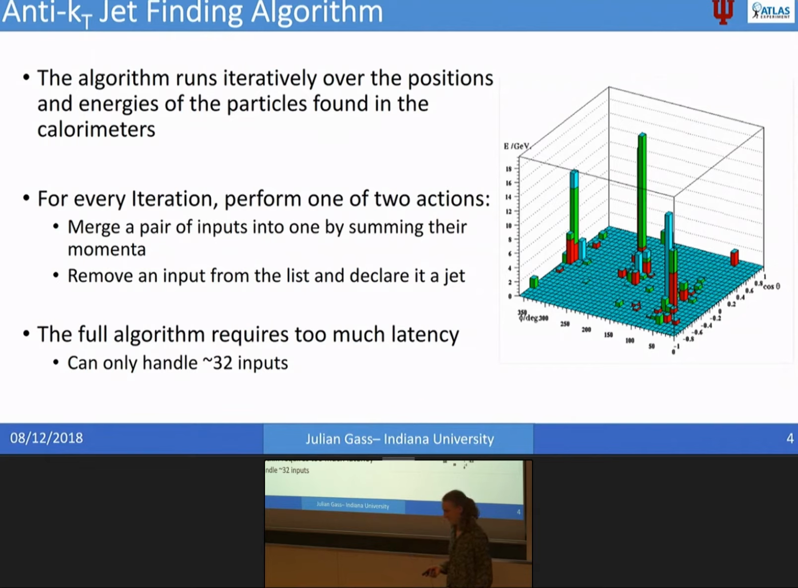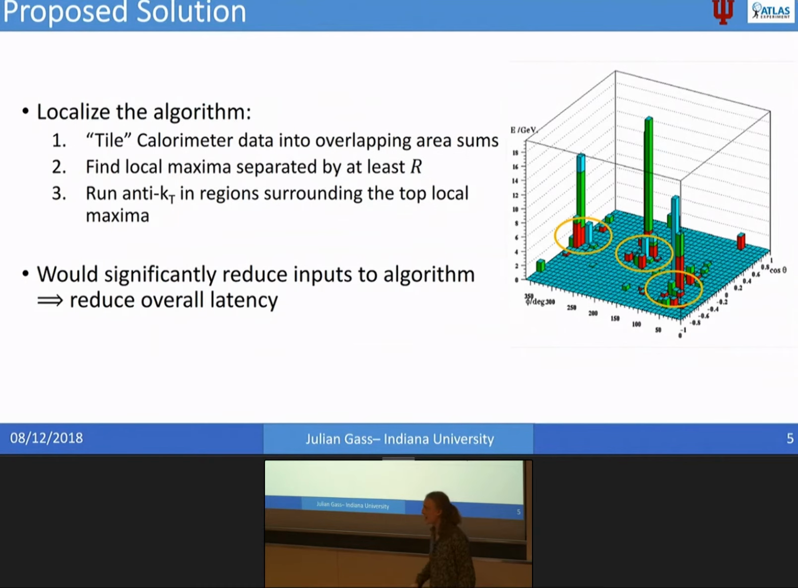So what we're thinking is that rather than have the algorithm determine whether this particle to the far right should be merged with the particle to the far left, which they obviously shouldn't, maybe we could localize this algorithm just to regions around these high energy areas. So that's what we are currently looking into. Our plan is to lower the resolution of the data from the calorimeter, find high energy areas, and run the anti-KT algorithm in regions around those high energy areas. So this would definitely reduce the amount of inputs to the algorithm, which would hopefully reduce the overall latency to manageable levels.